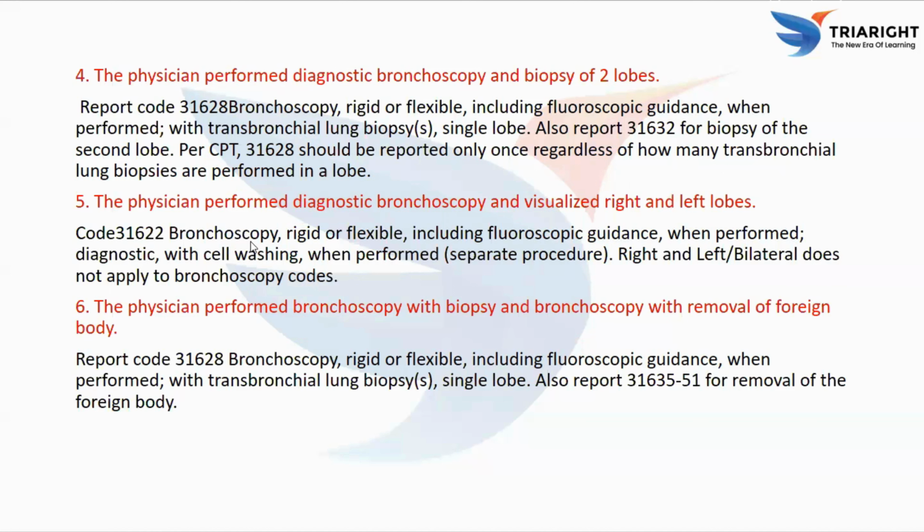And example 5, the physician performed diagnostic bronchoscopy and visualized right and left lobes. So what happened here? The physician looked inside the airways, did the diagnostic exam only, no biopsy, no treatment. So the 31622 code is assigned for diagnostic bronchoscopy with washing if performed. So right and left modifiers do not apply to bronchoscopy codes. Why? Because bronchoscopy is considered an exam of the entire tracheobronchial tree, not a site-specific organ like lungs in surgery. So do not use modifiers RT, LT or 50. You have to only report 31622 once.